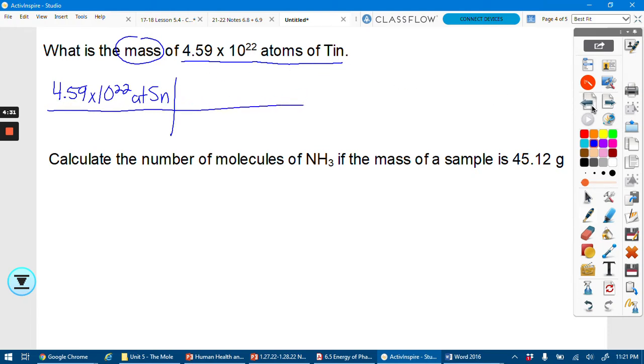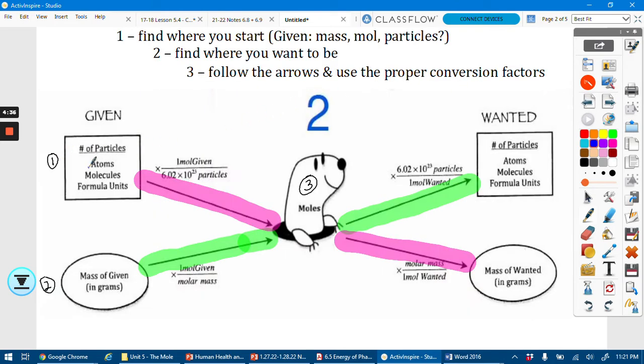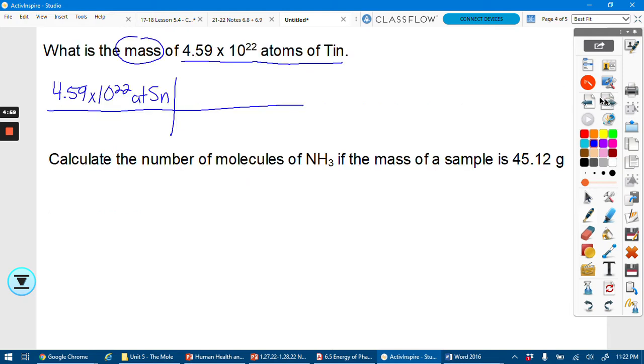So I'm going to look back at the mole map. We are given atoms, and we want to find mass. So I'm going to start up here at the top left and follow the arrow all the way down here to mass wanted. So the first conversion factor is 1 mole over 6.02 times 10 to the 23rd particles. And in this case, the particles that we are working with are atoms of tin.